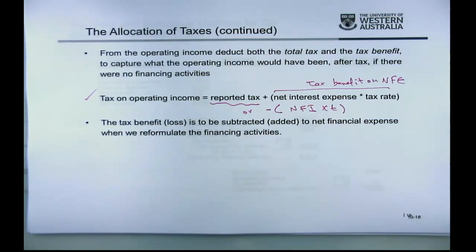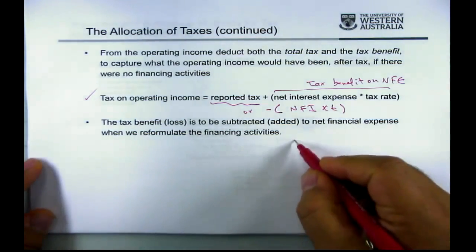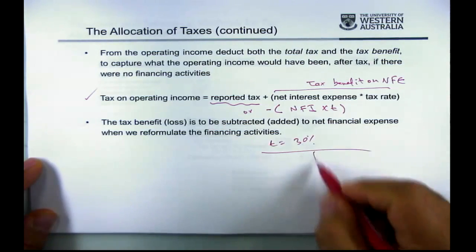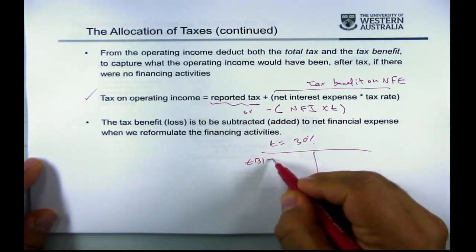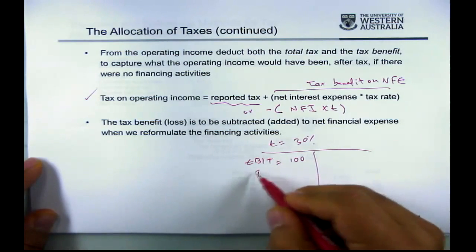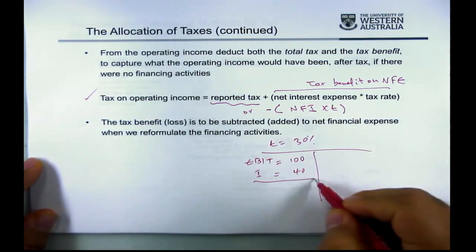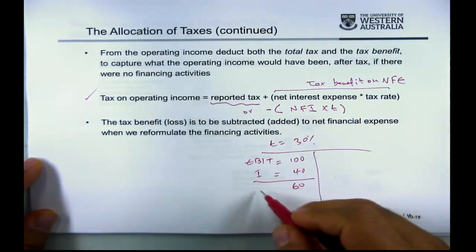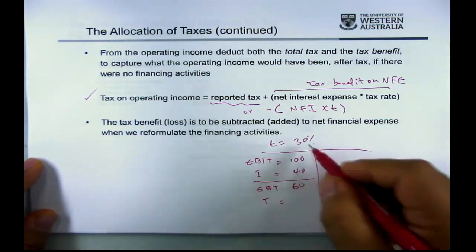You remember? I will show you now a very simple example. Let us say that the tax rate is 30%. Let us assume that a firm has EBIT. The EBIT was 100. The interest was, let us say, 40. And 100 minus 40, how much? 60. This is the earnings before tax. What is the amount of tax here? 60 times 30%, how much?